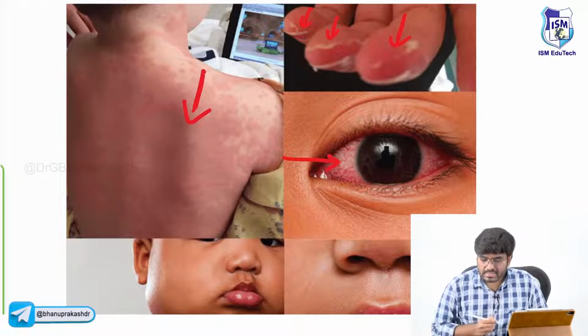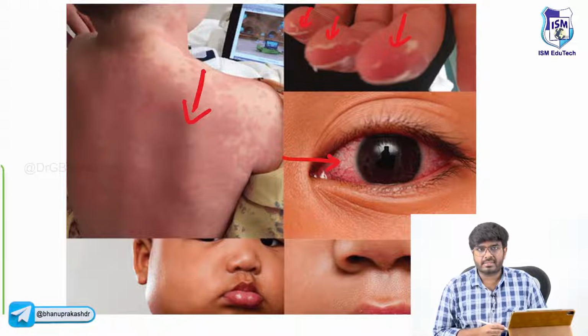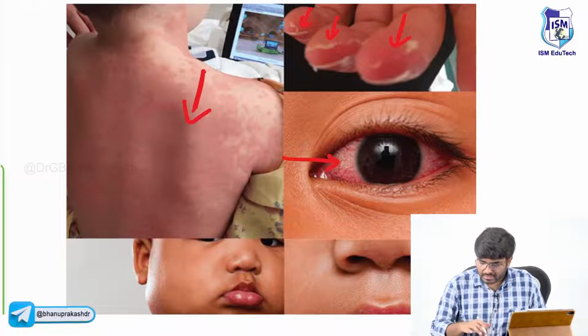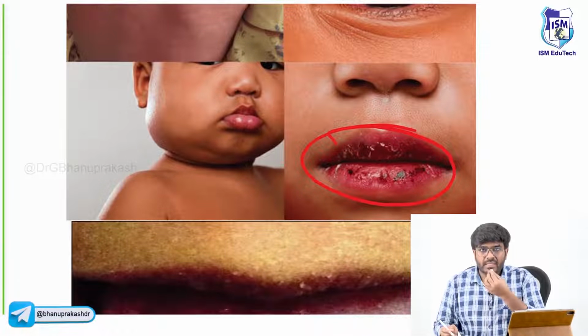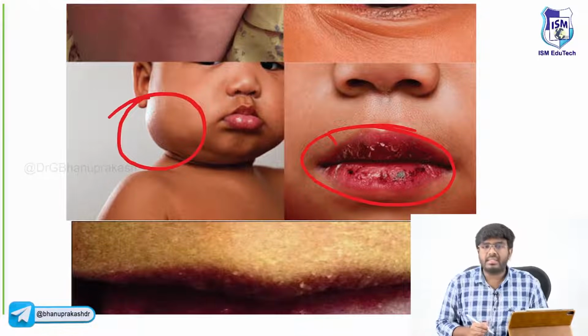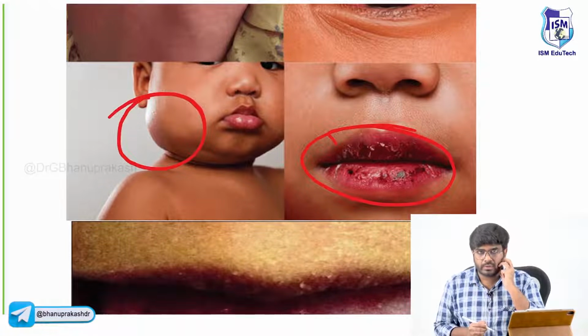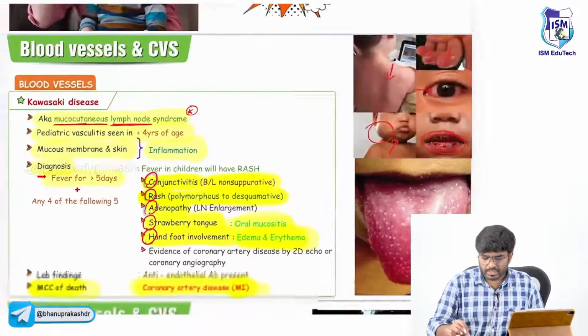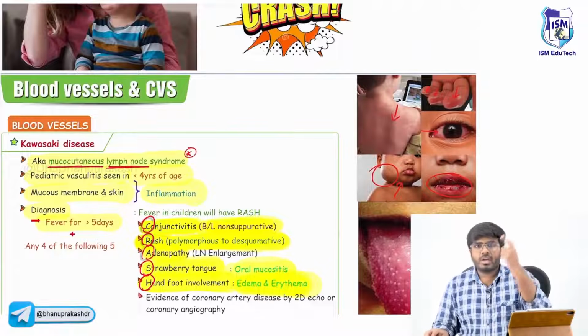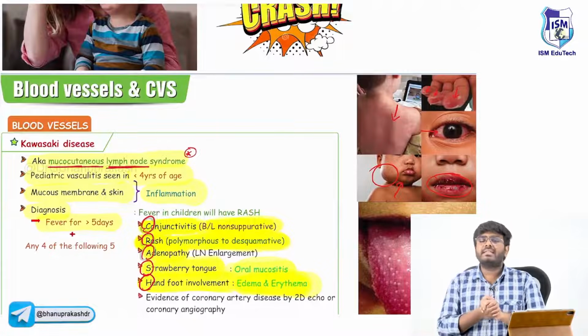Now, if you look at the eyes, there is bilateral conjunctivitis, red conjunctivitis. Now, what is this? Oral mucositis. The mucosa is going to peel off. And here you can very clearly see the lymphadenopathy. Okay, the lymph nodes are going to be enlarged. In the small boy, the lymphadenopathy is seen, sir. And strawberry tongue.